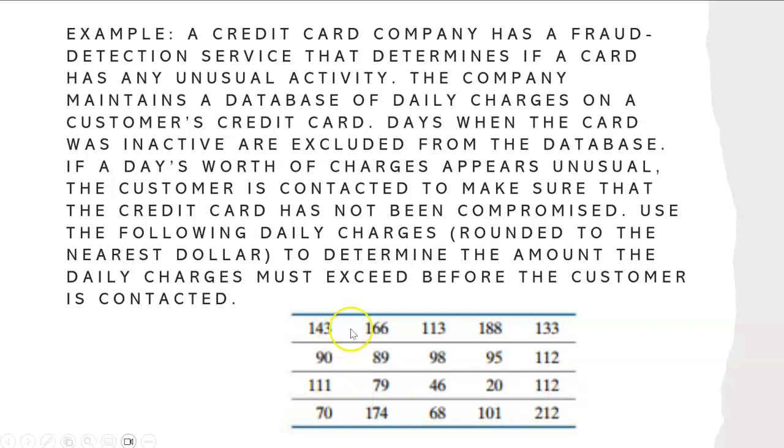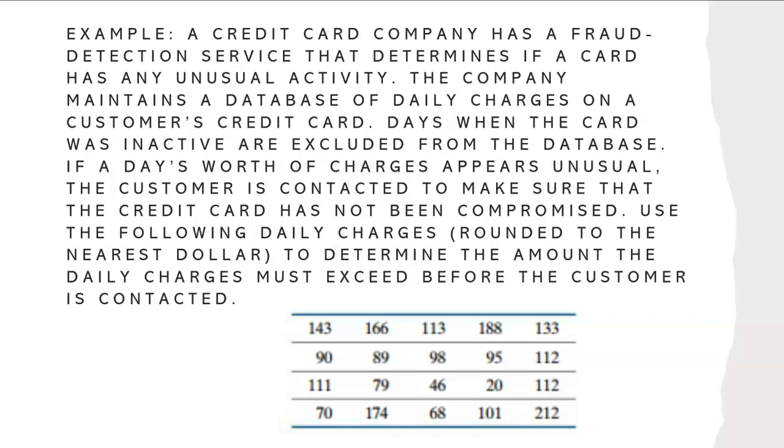So these are daily charges for 20 days, 143, 166, and so forth. What we want to do is see what the outliers are. Actually, we just want to know the upper fence, because it asks for the amount the daily charges must exceed before the customer is contacted. So an outlier would lie above that upper fence. So we need to know what the upper fence is. But we're going to go through and calculate both the upper fence and the lower fence. Just to let you know, this problem only wants to know the upper fence.